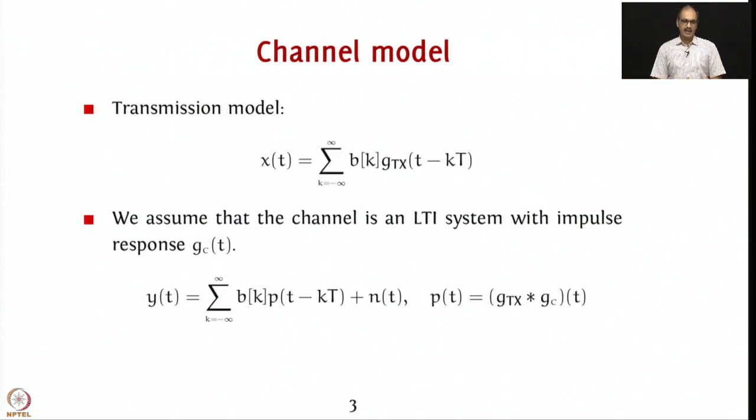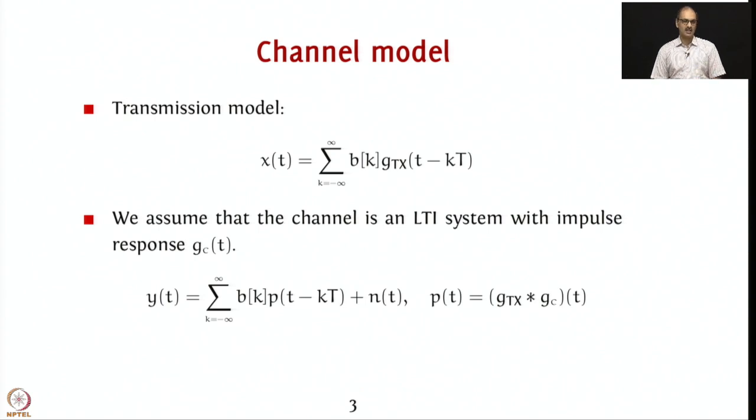So, we will begin with the same transmission model that we have been seeing throughout this course. The signal that you are transmitting is your x of t, also known as s of t in some contexts. It is summation k runs from minus infinity to infinity, b_k g_tx of t minus kT. You can think of your b_k as being the data points or constellation points. g_tx of t minus kT is the pulse that you use. It's like a sinc pulse or a root raised cosine pulse or rectangular pulse, whatever pulse that honors your power constraints and the bandwidth constraints, and this is essentially transmitted through the medium that we are interested in.